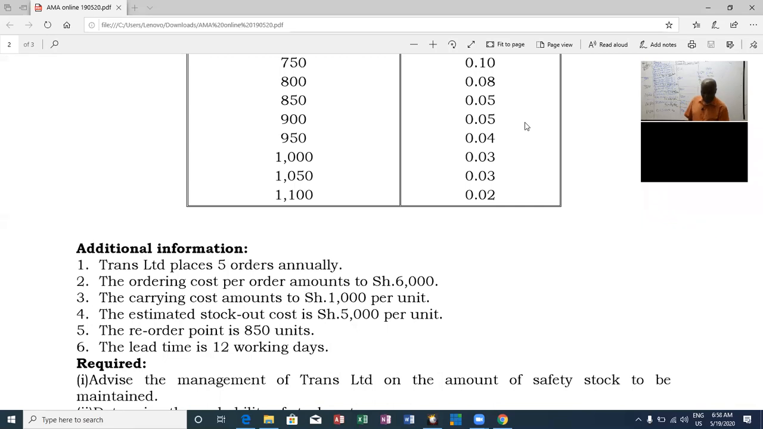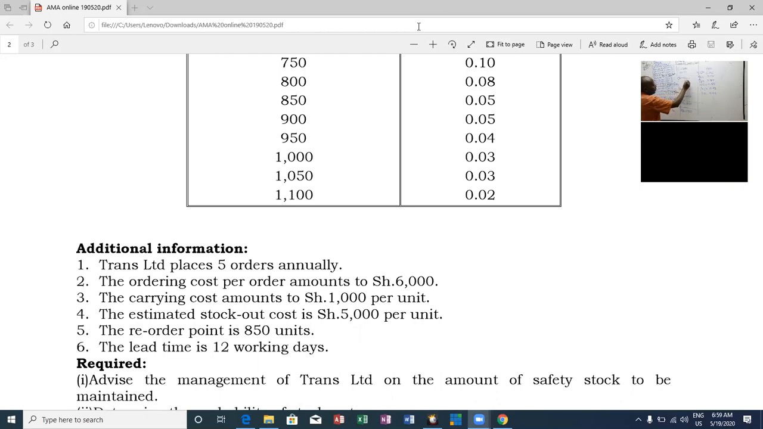Holding cost per unit in the question. Are you able to see the holding cost per unit? The holding cost per unit they have given us, which is the same as carrying cost, is 1,000. So multiply this with 1,000. Quite an interesting figure. 1,000. So come and give this figure zero.